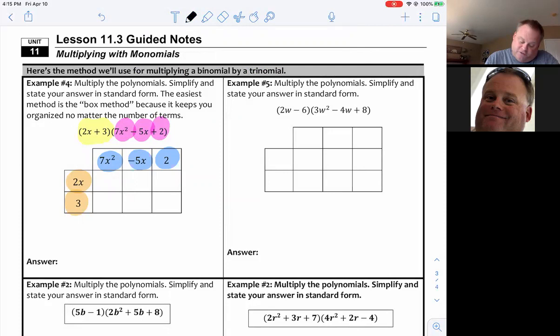First, I multiply the 2x times the 7x squared, and that becomes 14x to the third. 2x times negative 5x is negative 10x squared. And 2x times 2 is 4x. Basically, I'm taking that 2x and multiplying by the 7x squared, the minus 5x, and the 2. Now I'm going to do the same with the 3. 3 times 7x squared is 21x squared. 3 times negative 5x is negative 15x, and 3 times 2 is 6.